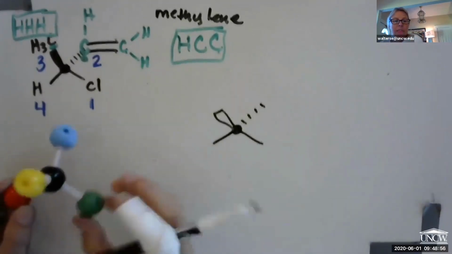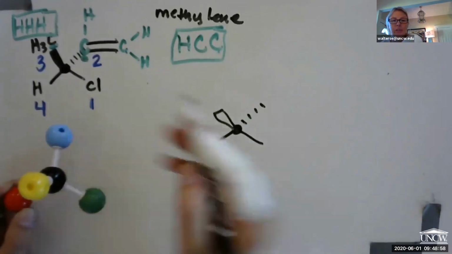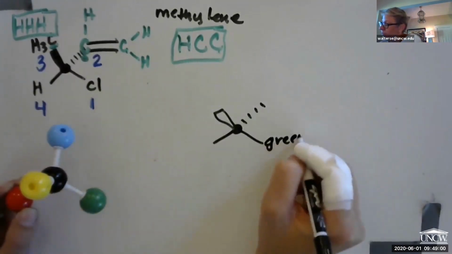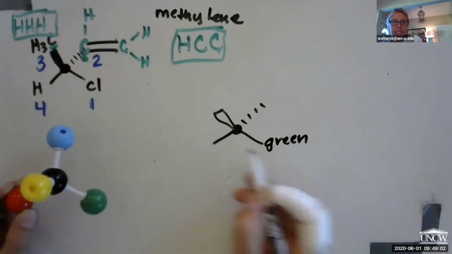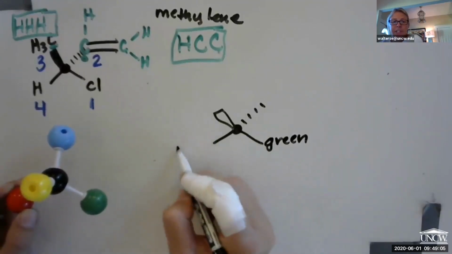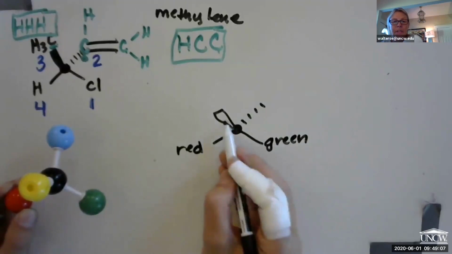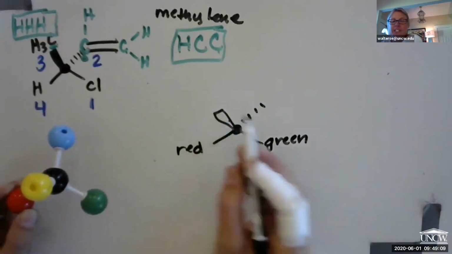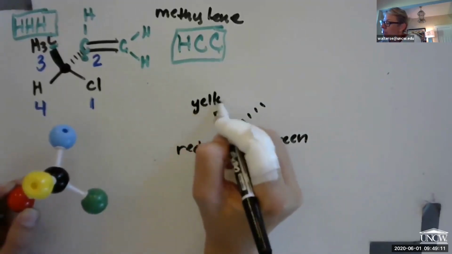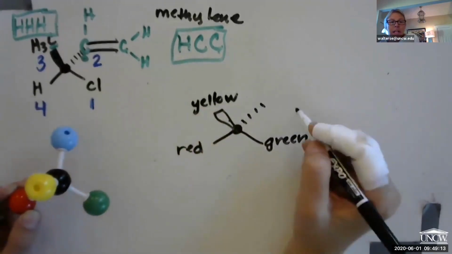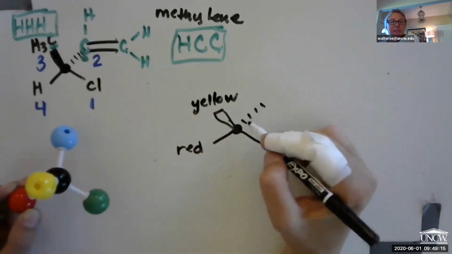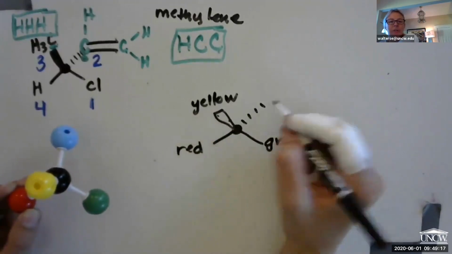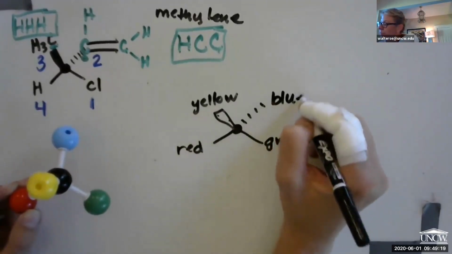Okay, so this green is the chlorine. The hydrogen is red. The dash is yellow. And the wedge is yellow, the dash is blue.